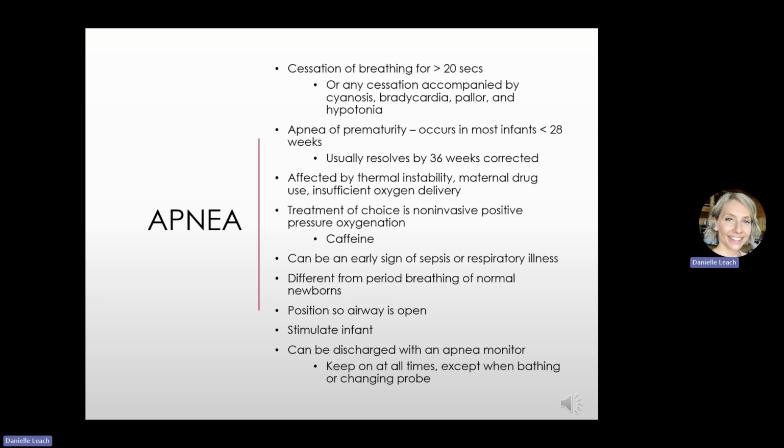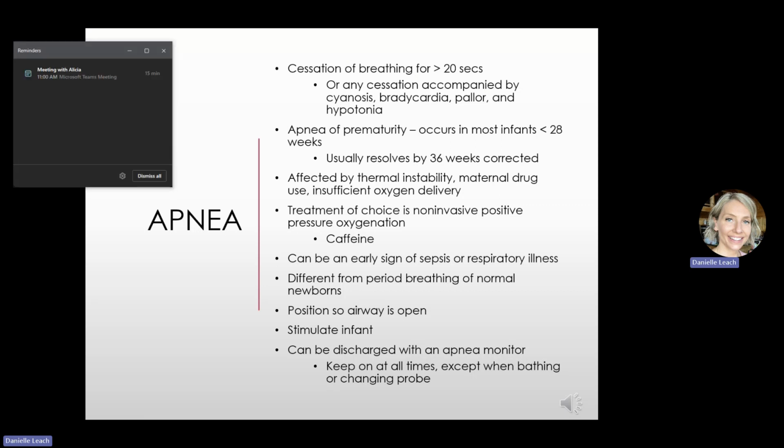Like we said on a previous slide, they may have apnea up to 15 seconds, and that's considered normal. But this is usually longer than that or associated with other symptoms like bradycardia and things like that. We want to make sure that we are positioning babies so that their airway is open. So we don't want them to be chin to chest. So we could have a neck roll on their neck if needed. There's also special positioning pillows and things like that for premature infants to help keep their airway open.